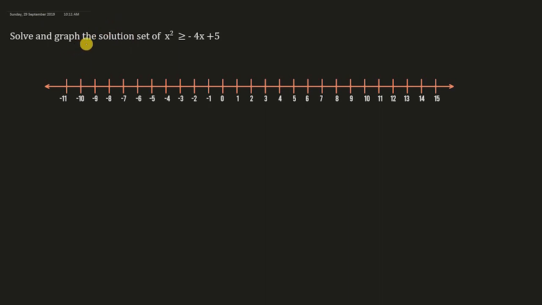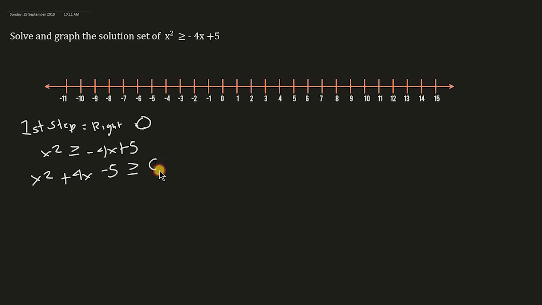Sabi dito sa problem natin, solve and graph the solution set of x squared which is greater or equal to negative 4x plus 5. Guys, first step, palagi niyong tatandaan, first step, dapat yung nasa right side ng inequality ay 0. Dapat 0 yung nasa right side niya. So ibig sabihin sa equation na to, since that would be x squared is greater or equal to negative 4x plus 5, itatranspose lahat natin yung nasa right side para walang maiwan, para 0 siya. So pag tinranspose natin yan, ito magiging x squared plus 4x minus 5 is greater or equal to 0. That's the first step, guys.